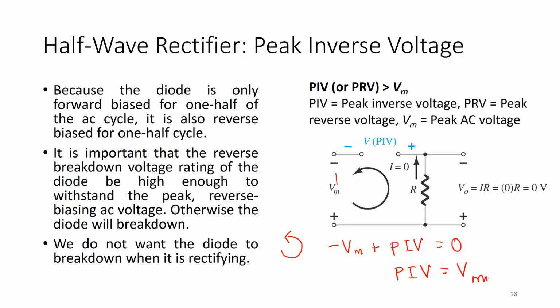So whatever architecture you have, consider when the diode is supposed to break down, indicate the positive and negative of the peak inverse voltage, and do a KVL to find what the value should be. In this case, the peak inverse voltage should be the maximum value of the input voltage.